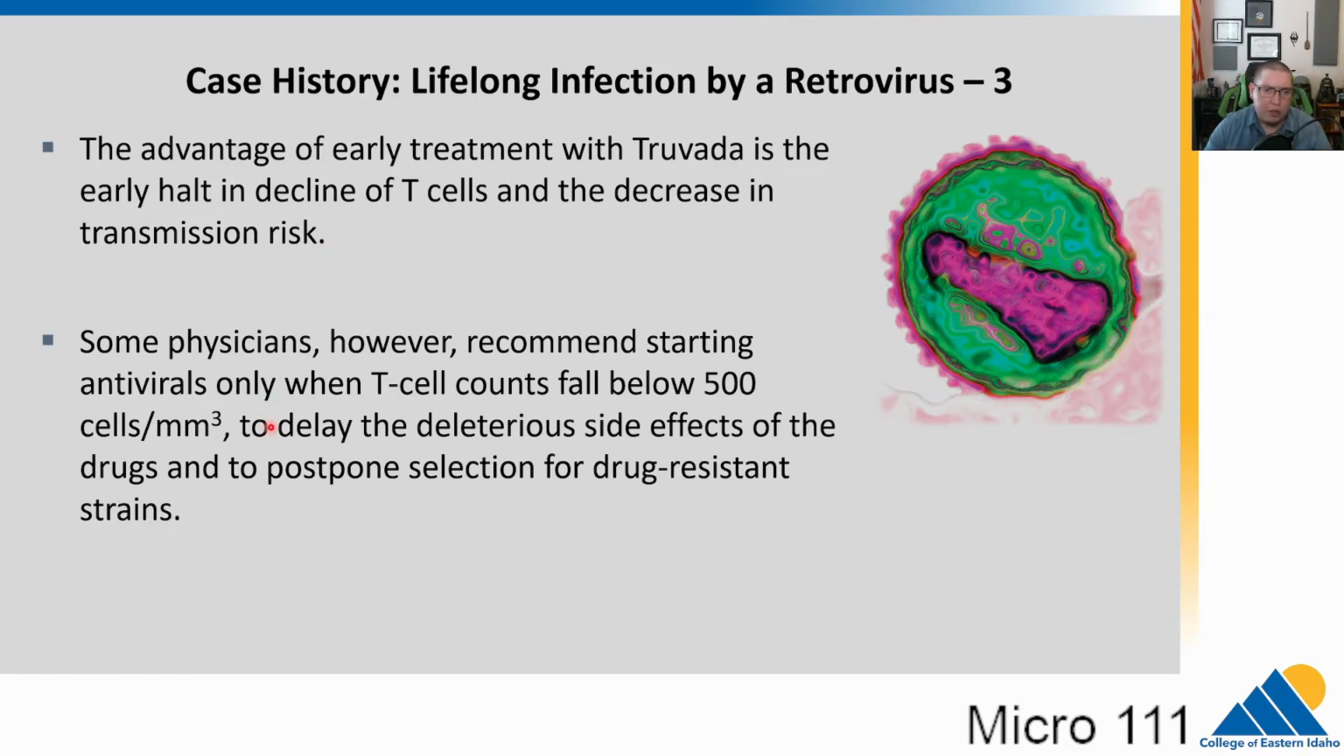There is some controversy in the field of when to start these drugs, because HIV, being a retrovirus, is going to mutate quite rapidly. And once you start taking drugs, they are a selective pressure. They are going to cause it to evolve resistance. So to delay the side effects and to postpone resistant strains, some people say wait till you're below 500 T cells per microliter. So there's still differing opinions on how to treat HIV.